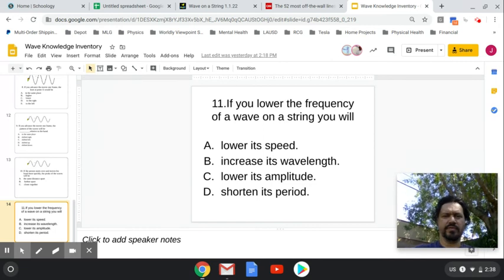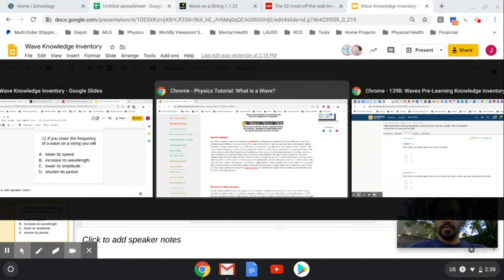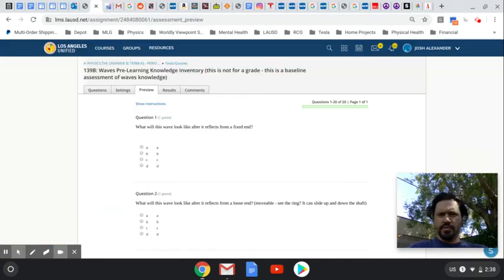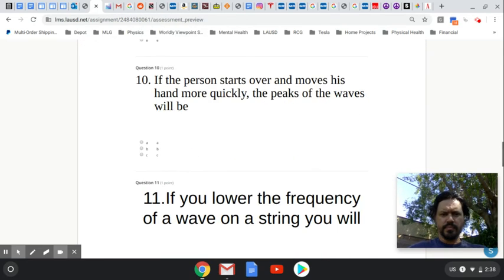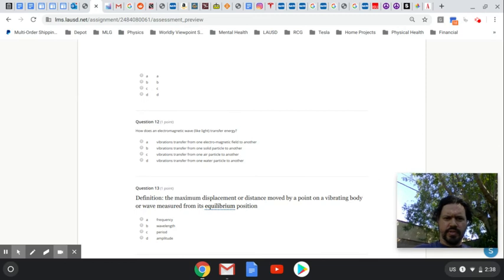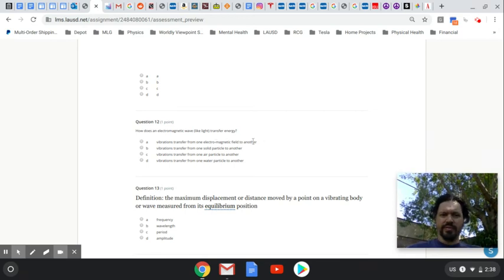Okay, that was the end of the ones on the pictures. Let's go to the rest of the questions, which starts here with number 12. So, how does a wave, like light, transfer energy from one electromagnetic field to another?